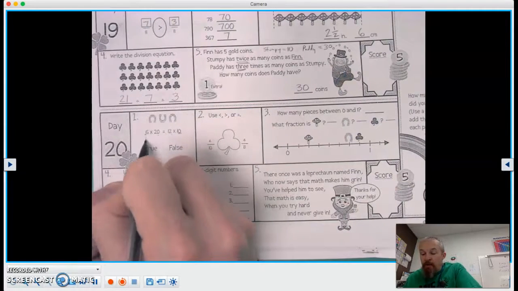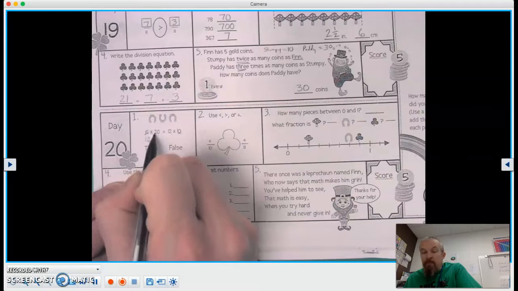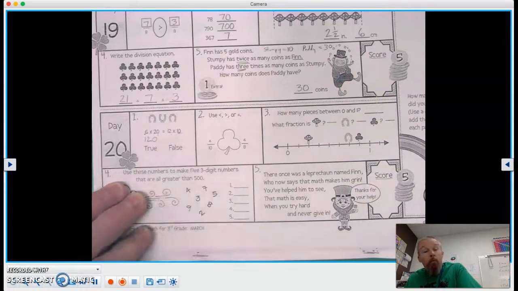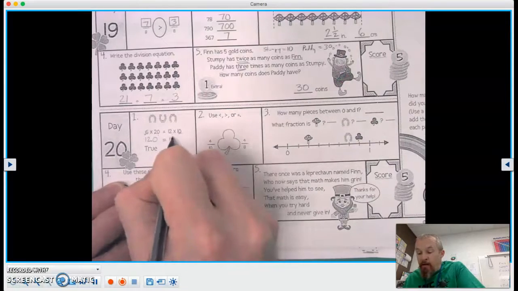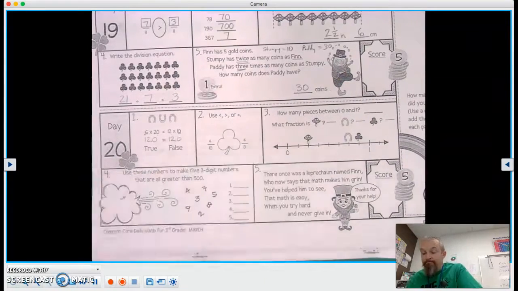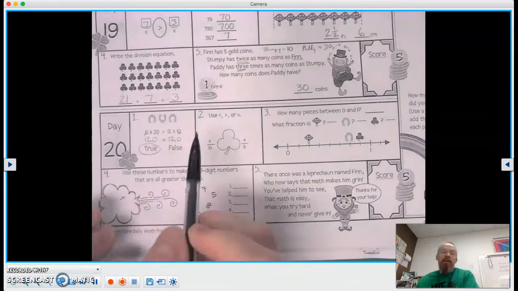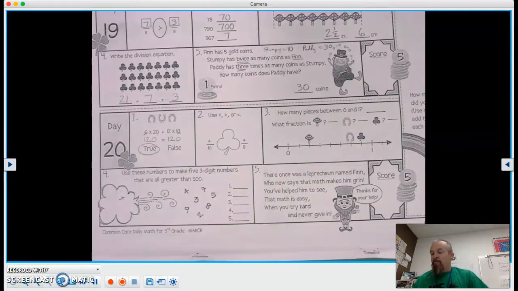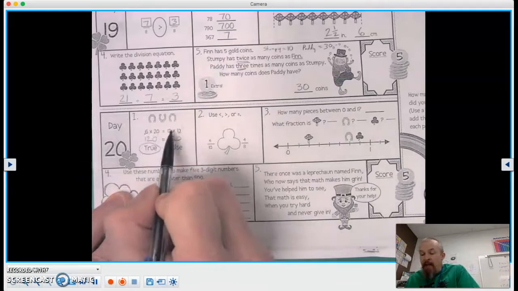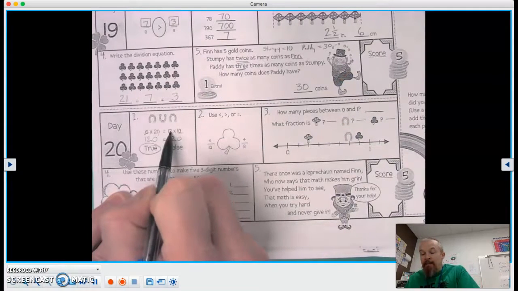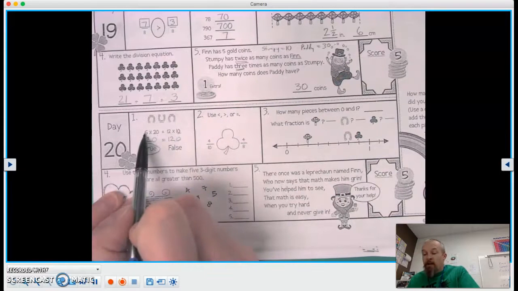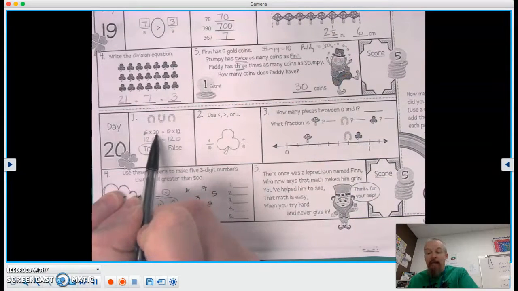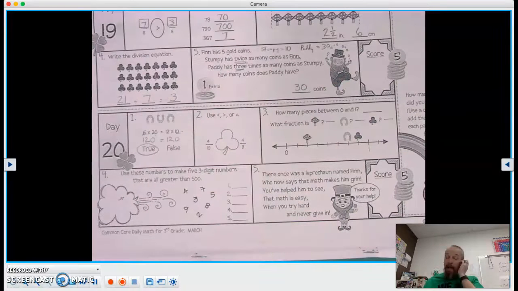6 times 2 is 12, so 6 times 2 tens would be 120. 12 times 10 is 12, plus the 0. It's true. They are equal. Basically, I knew that because half of 12 is 6, and half of 20 is 10. So if you double 6 to get to 12, but you take half of 20 to get to 10, you're still going to have the same thing.